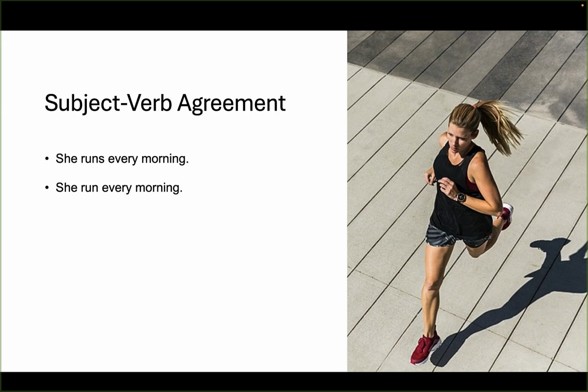So with this example, what do you think is the correct statement? She runs every morning or she run every morning? What do you think? The answer is she runs every morning. In the correct example, the singular subject, she, matches the singular verb runs, which shows an action. You need the S on it here. In the incorrect example, the singular subject she does not match with the plural verb run, because you would use run, such as they run every morning. So runs is the singular verb.